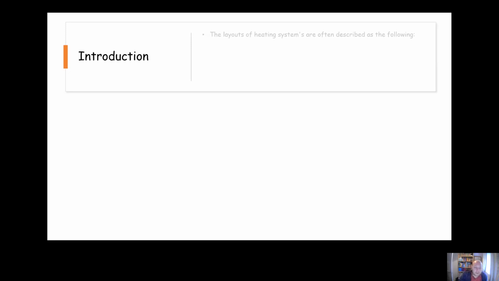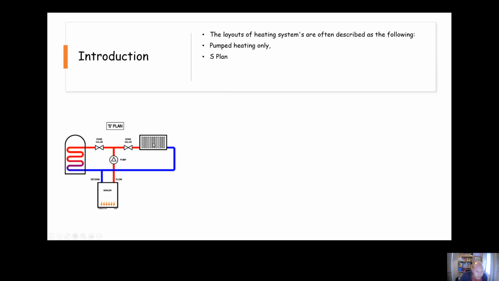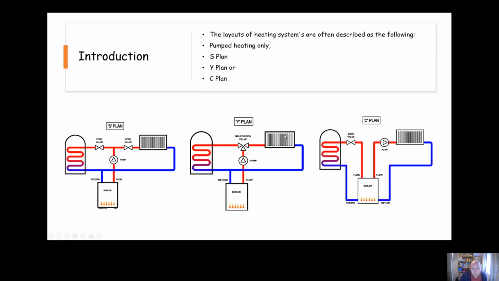Okay, so introduction. Our layouts that we're going to look at are pumped heating only, S-plan, which has got two 2-port valves, Y-plan, which would have one mid-position 3-port valve, or C-plan, which is also known as semi-gravity. It's got pumped heating and gravity hot water. The water flows around the hot water side by convection.